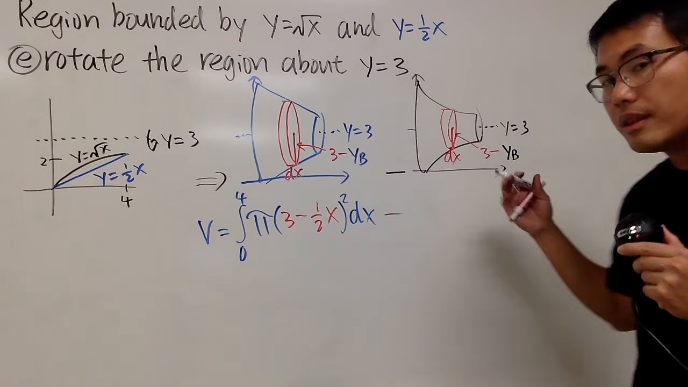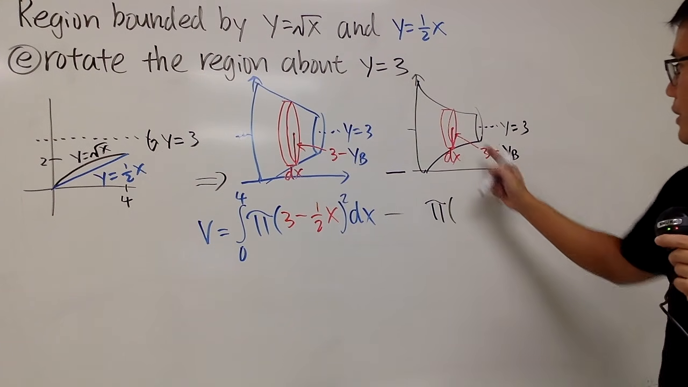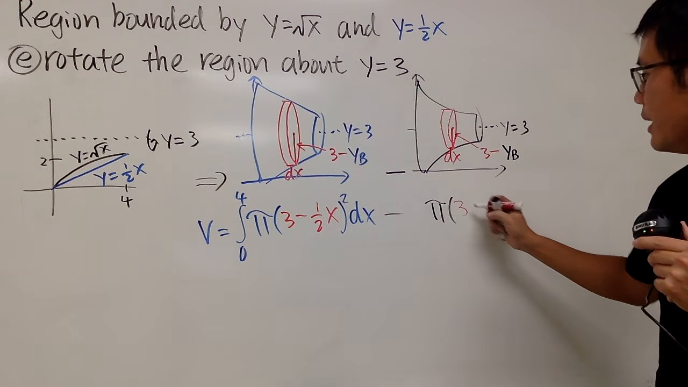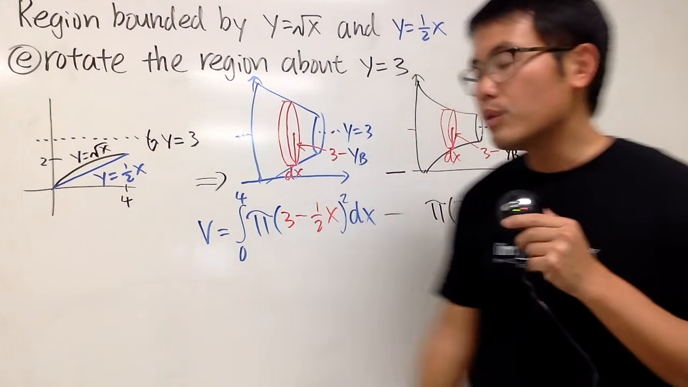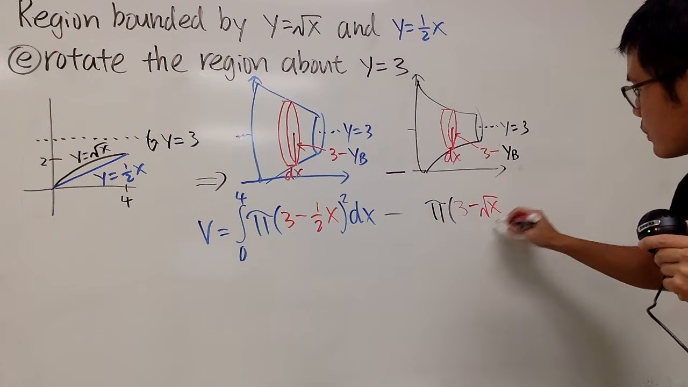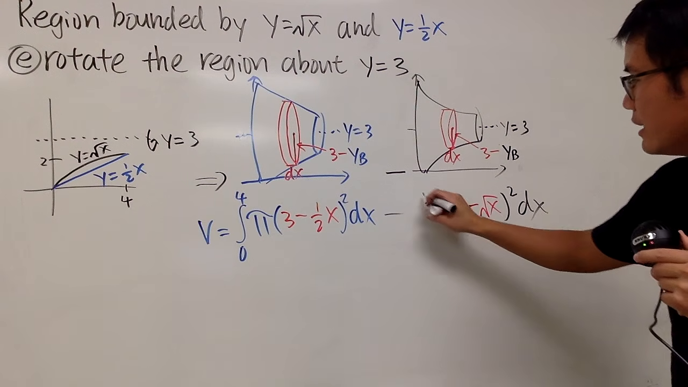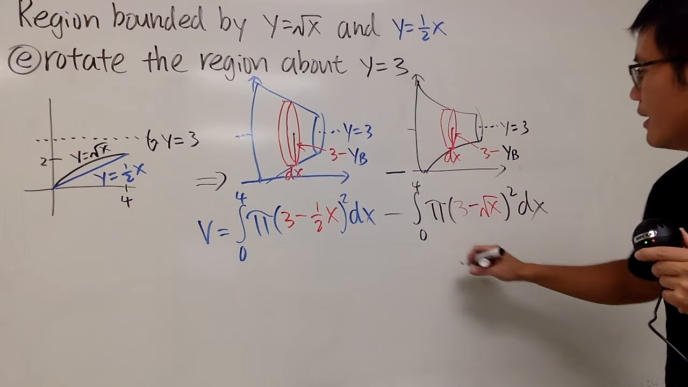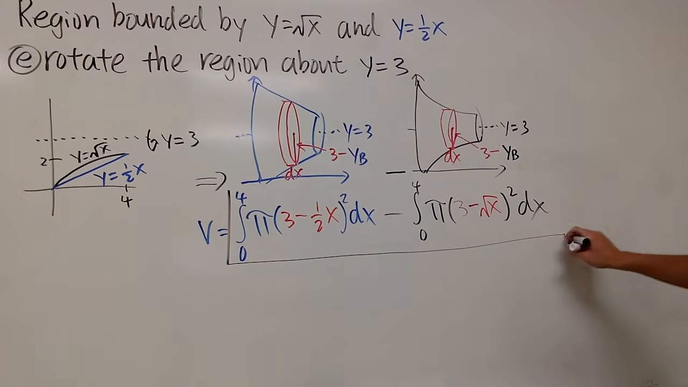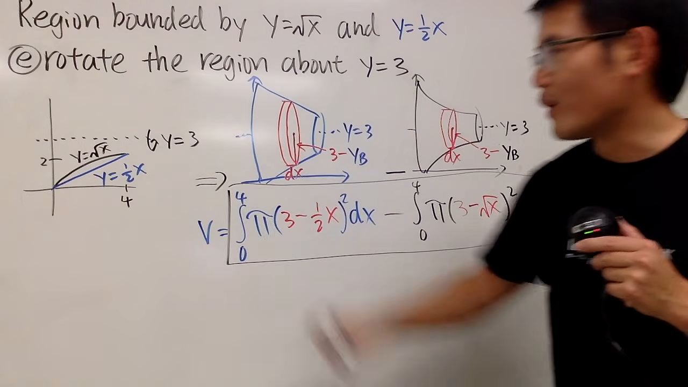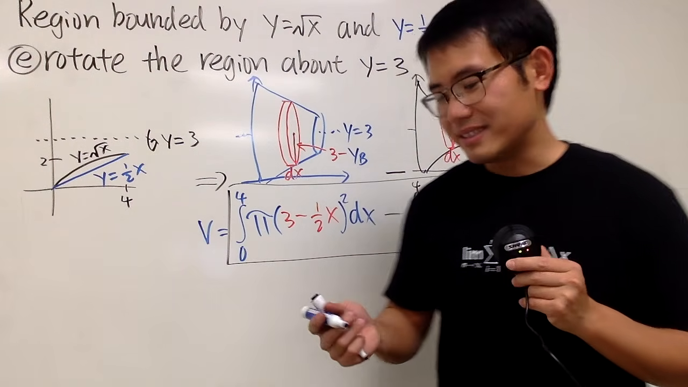The black one. So now, of course, right here, we have pi times the radius, which is 3 minus yb, in our case, is the one right here, which is the square root of x because we're in the x world, and square that, and dx that, and then integrate this from 0 to 4. And congrats, this right here is our washer method for the volume, right? And now I'll show you guys how to do this with the shell method.